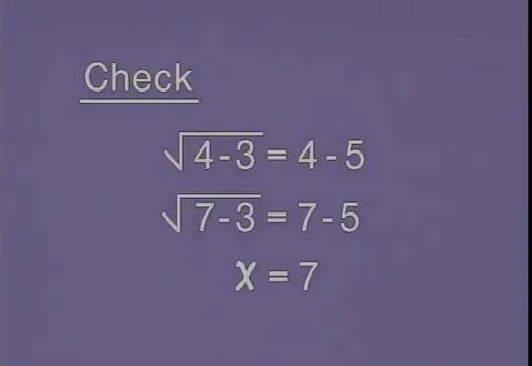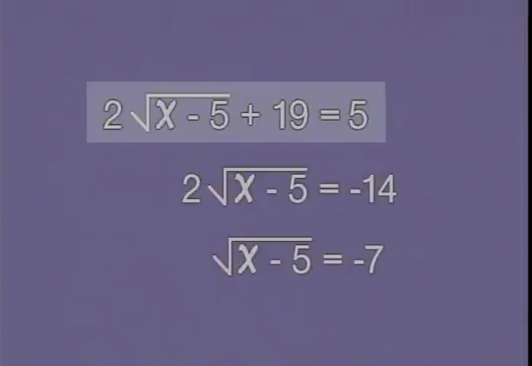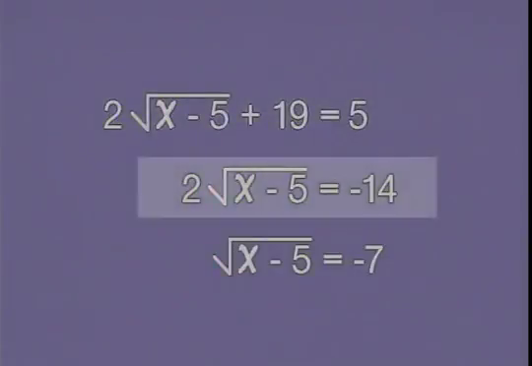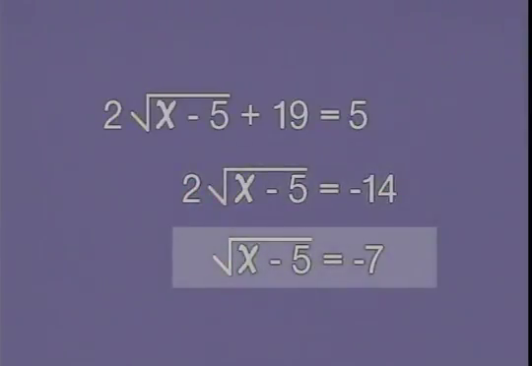Let's take a look at another one, again with a little different wrinkle in it. The next visual shows us a square root equation where we now have something added outside the square root, and we've even multiplied the square root by, in this case, 2. Well, what do we do? Again, we isolate the square root first, which is what we've done. On the second line, we have subtracted 19 from both sides. On the third line, which is highlighted, we have divided by 2 to get to a square root equation that says the square root of x minus 5 equals negative 7.